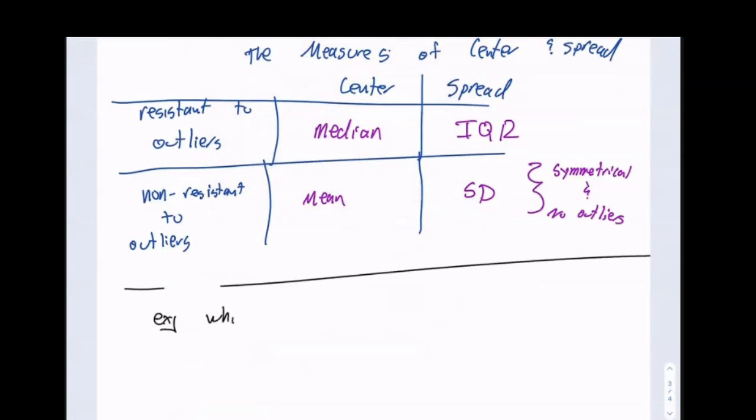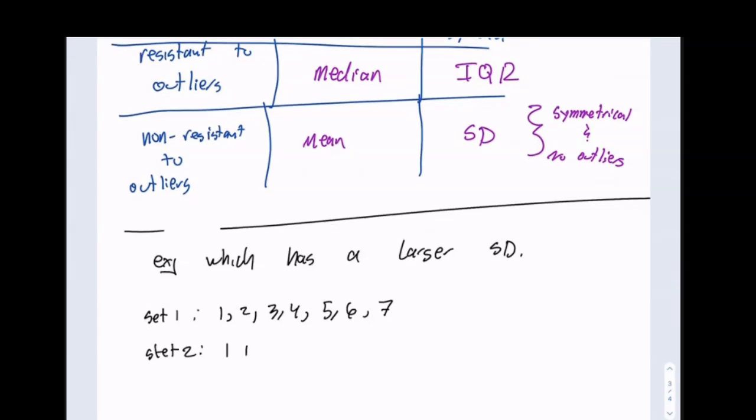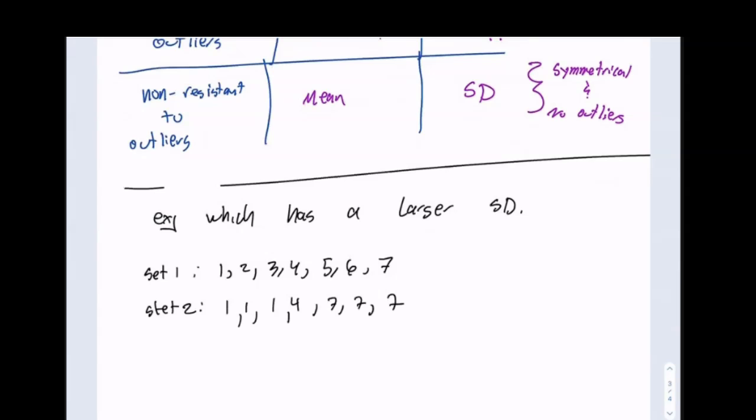Example. Which has a larger standard deviation? The first one is 1, 2, 3, 4, 5, 6, 7. This is set 1. And set 2 is 1, 1, 1, 4, 7, 7, 7. Which one of these has a higher standard deviation?